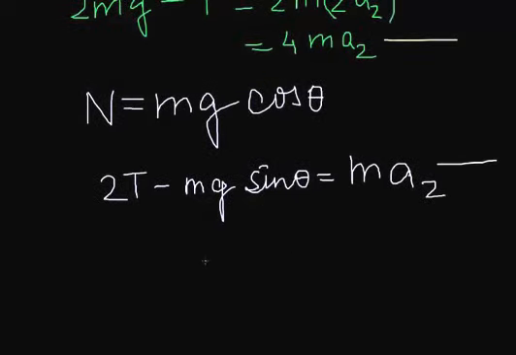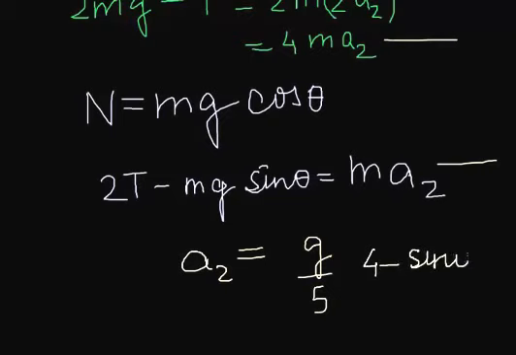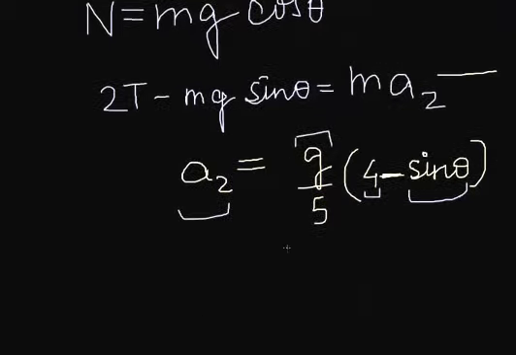Now from this equation and from this equation we can find the value of a2, and a2 comes out to be g upon 5 (4 minus sin theta). Again, this equation is dimensionally correct because sin theta is dimensionless and 4 is a number, and numbers are dimensionless. So the dimensions of a2 is the same as that of g.